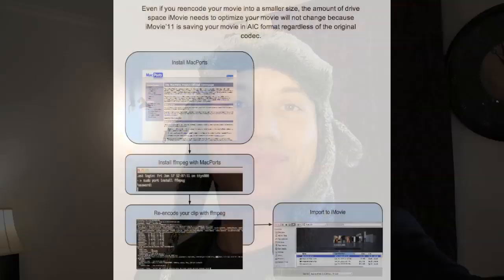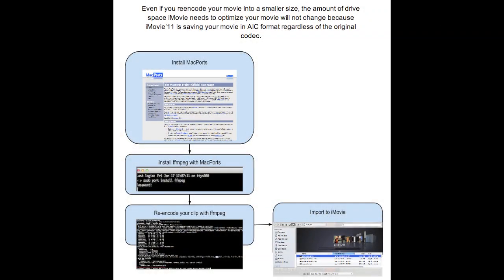Let's do it. It is very important to note that even if you re-encode your movie into a smaller movie, iMovie will need exactly the same amount of space as before. This is because iMovie saves your movie in AIC format regardless of the original codec.